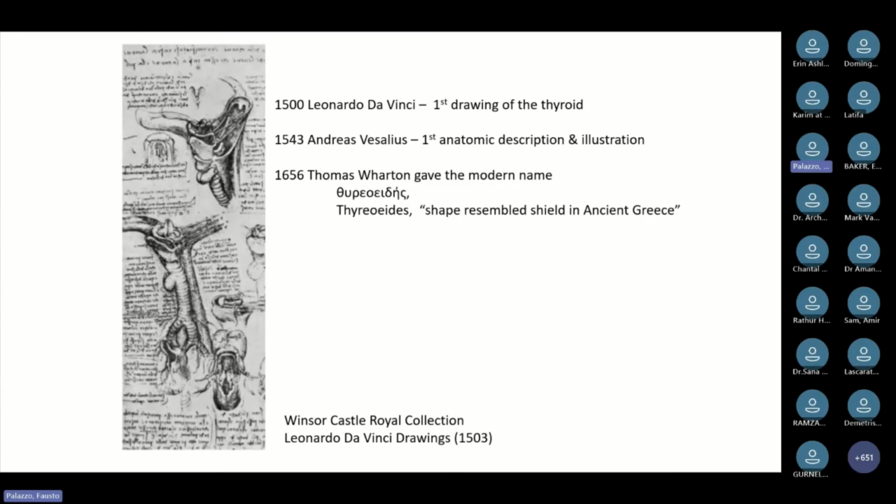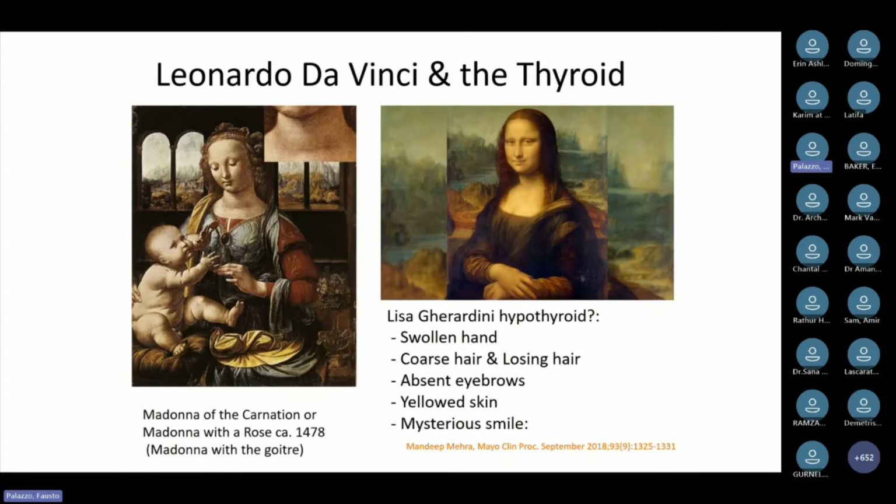Vesalius was an anatomist in Padova in northeast of Italy, and he not only drew the thyroid gland anatomically, but also described it very clearly. And then finally, Thomas Wharton is considered responsible for the naming of the thyroid gland. And it's thanks to this anatomy that it was possible to consider anatomical surgery.